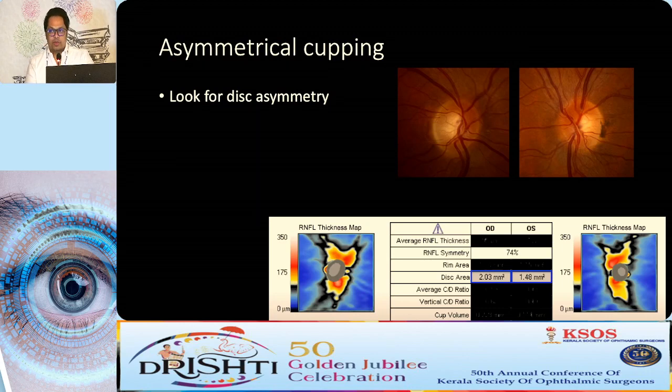Not all asymmetrical cuppings are glaucoma. If the disc size itself is larger, then the cup can also be larger. Like in this case, if you just look at them separately, you may completely miss this. So keep those photographs together and then compare. Also, this is evident in the OCT as well.